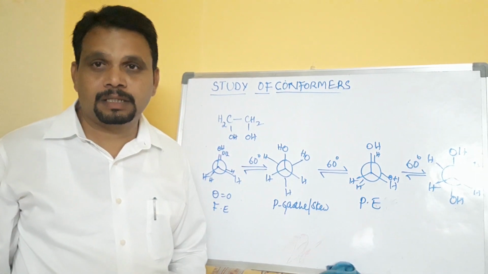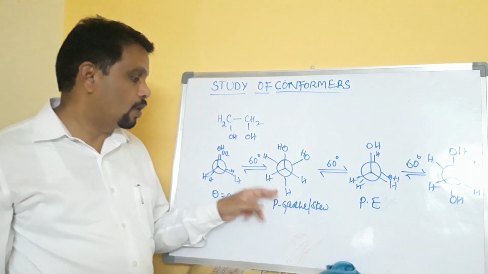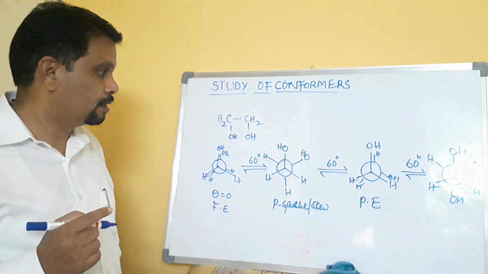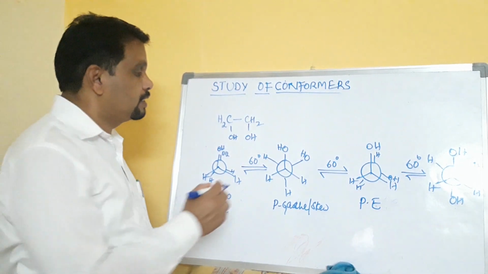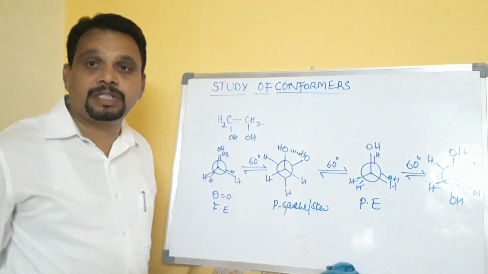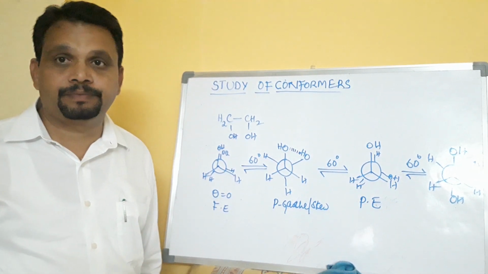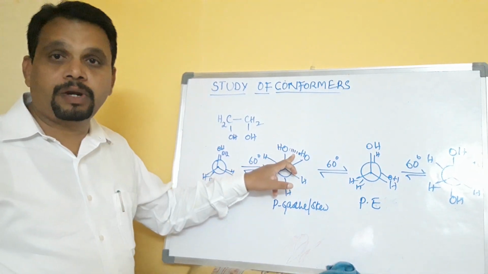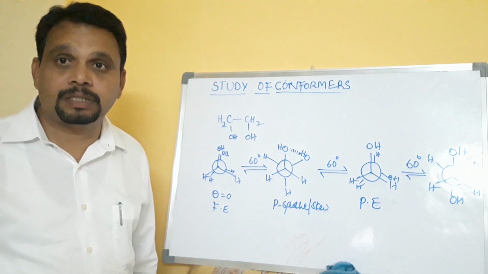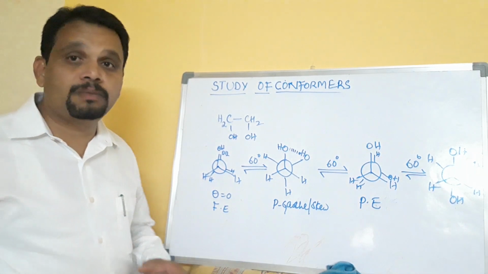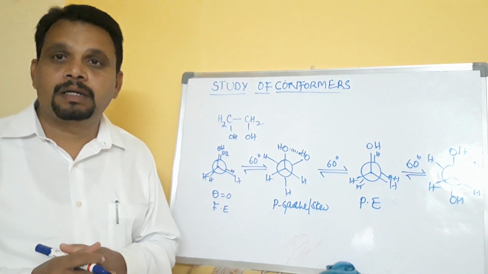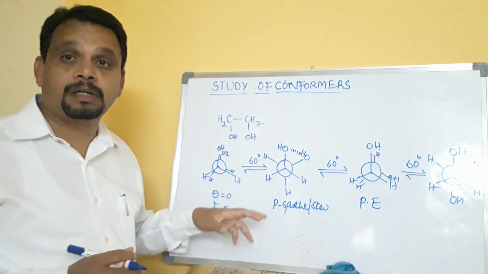You may think like that, but no, the gauche conformer is more stable, because there is a hydrogen bonding between the hydrogen and the more electronegative atom. Okay, so hydrogen bonding contributes to the conformer stability. It is a stabilizing factor, hydrogen bonding.